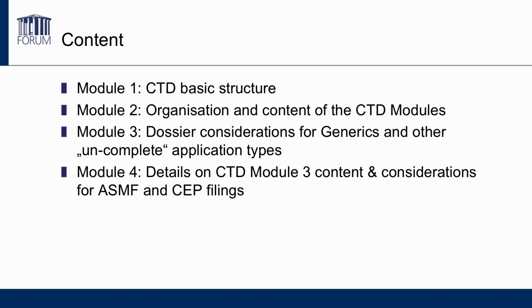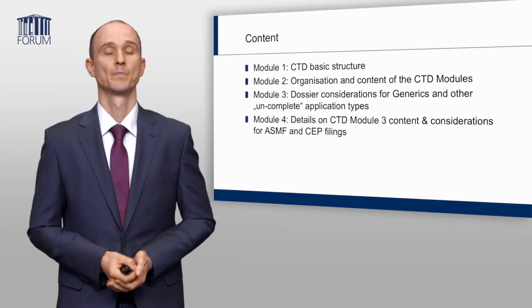In this e-learning course, we have 4 parts. The first part will just be a general introduction into the basic structure of the Common Technical Document. In the second part, we will start and look into each of the 5 modules. We'll look at the organization of each module and the content that needs to be included.